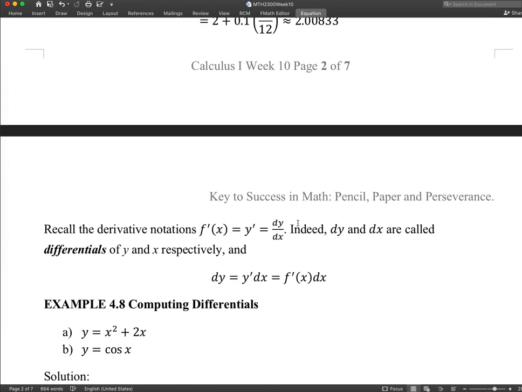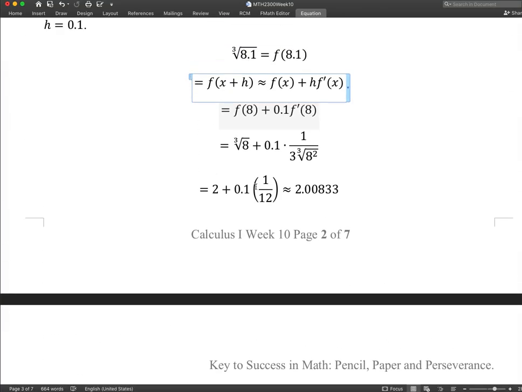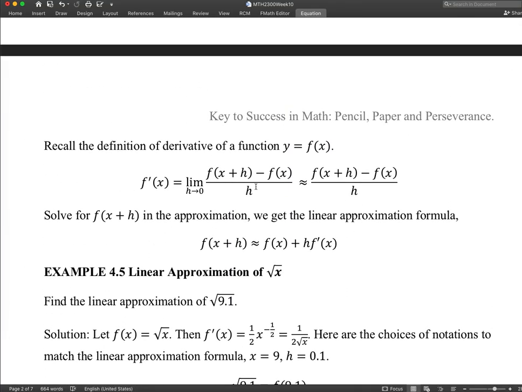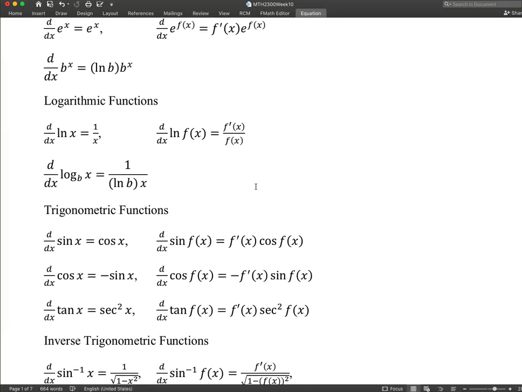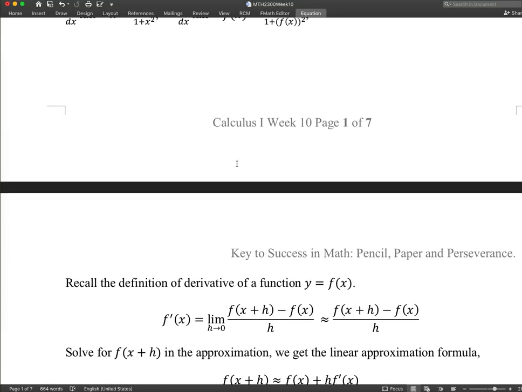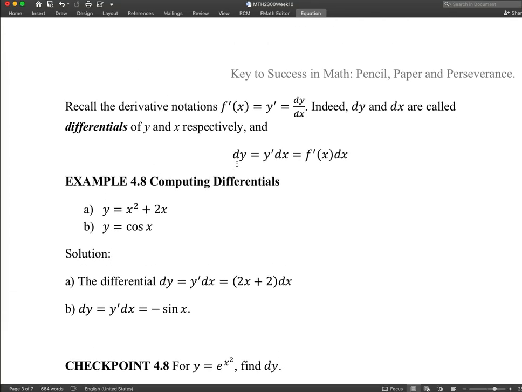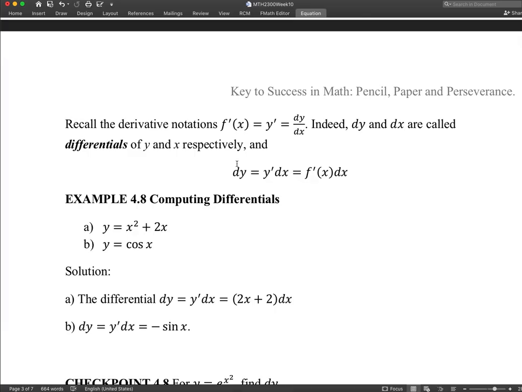Linear approximation. And let's take a look at another topic of the section. Section 4.2 has two topics: linear approximation and differentials. They are all about derivatives. So let's take a quick look at differentials. Hopefully differentials are not as complicated as linear approximation, but make sure you do the writing correctly and completely.